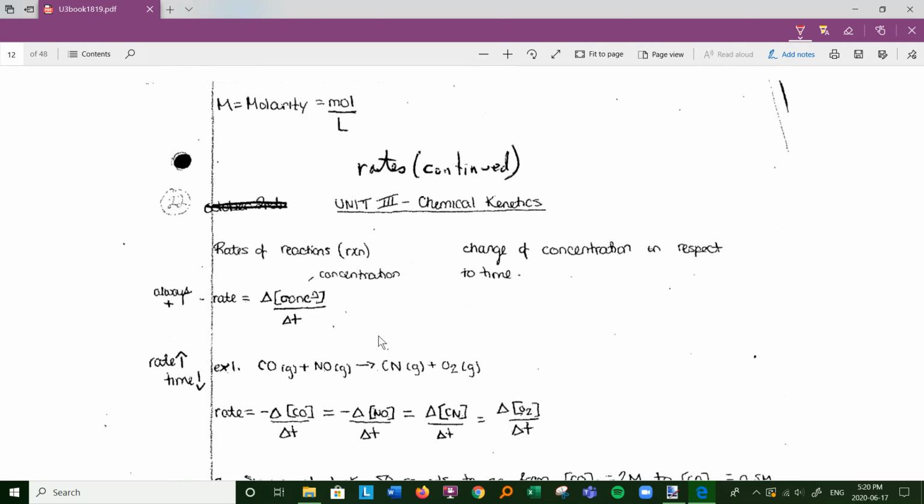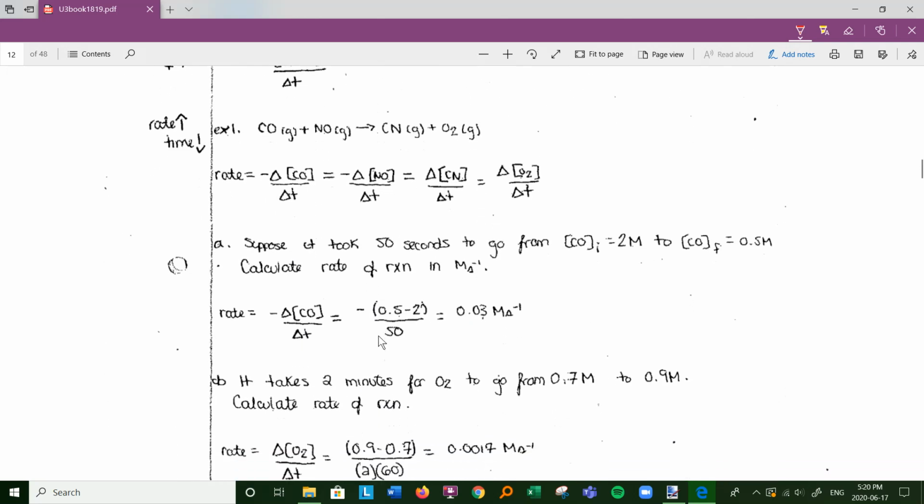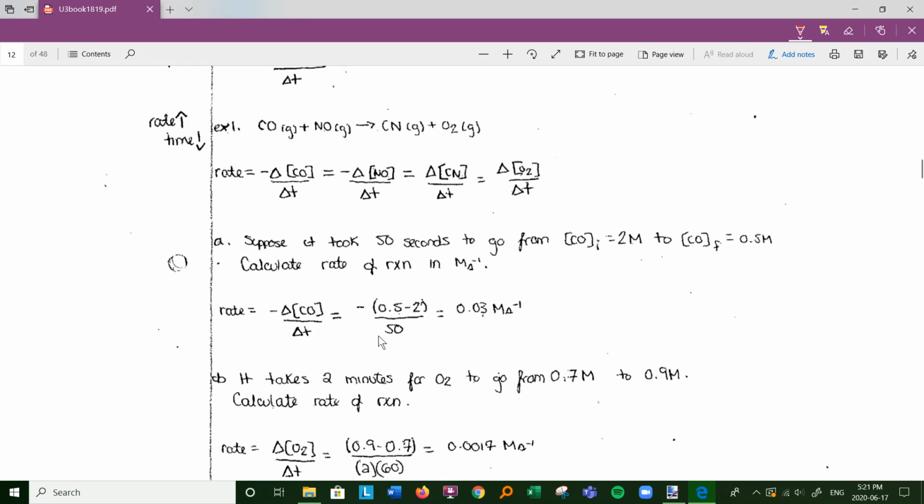Okay. So let's look here. An example: we've got CO gas plus NO gas goes to CN gas plus O2 gas. The rate can be written in any of these ways. Now here I used an old-fashioned way of doing it where I did put a negative sign in front of the reactants because they are disappearing as time goes by. So the change is negative. If I put a negative sign in front of the delta symbol, then it becomes a positive sign.